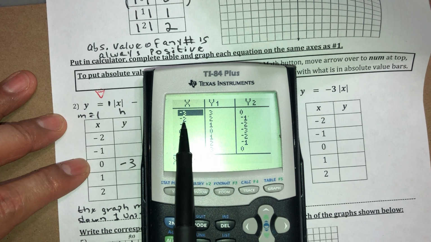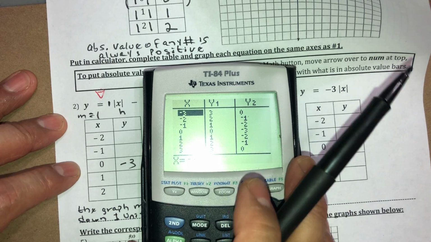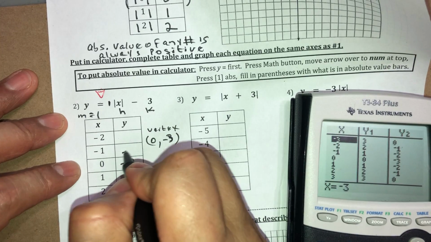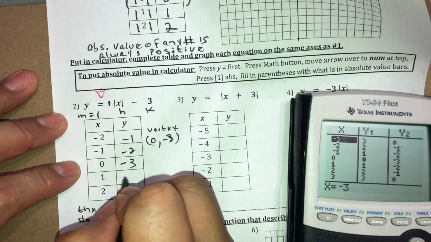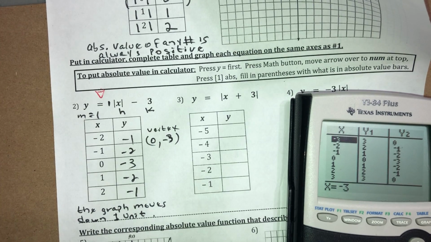Negative 2. When it's negative 2, it's negative 1. So this is negative 2, and that's negative 1. So here, we're going to start repeating again. All right? So that's the table.